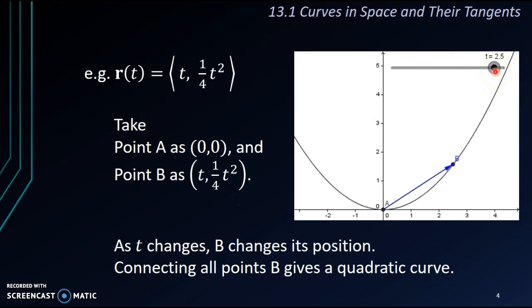When t changes, we get different vectors. So our vector changes according to t. And if we combine all the terminal points, the point B, we will get a quadratic curve. This is for a two-dimensional vector.